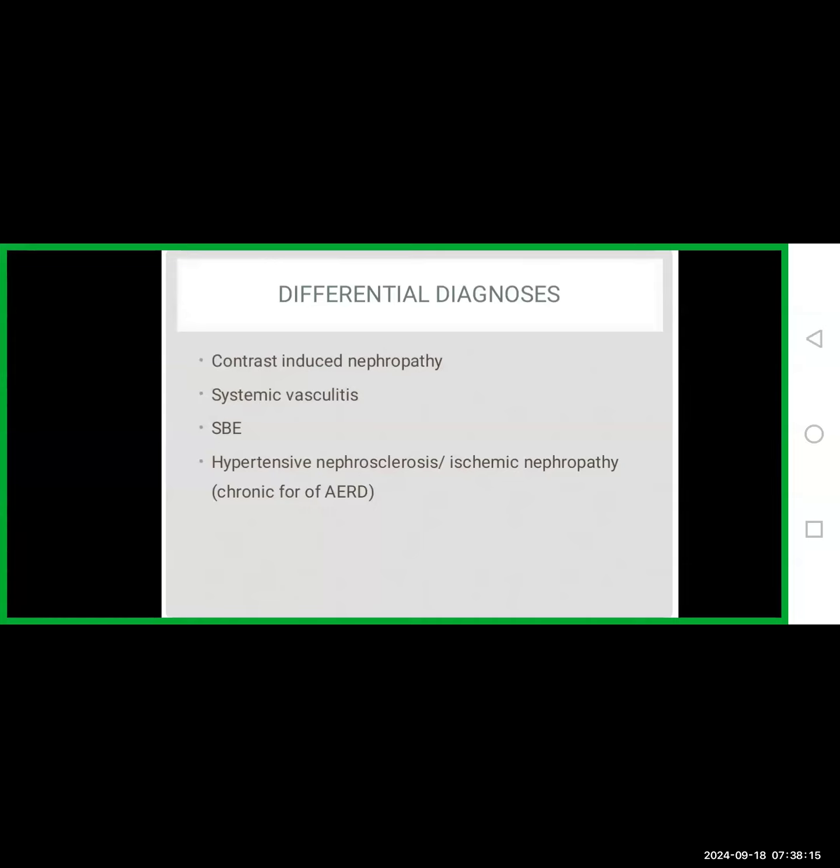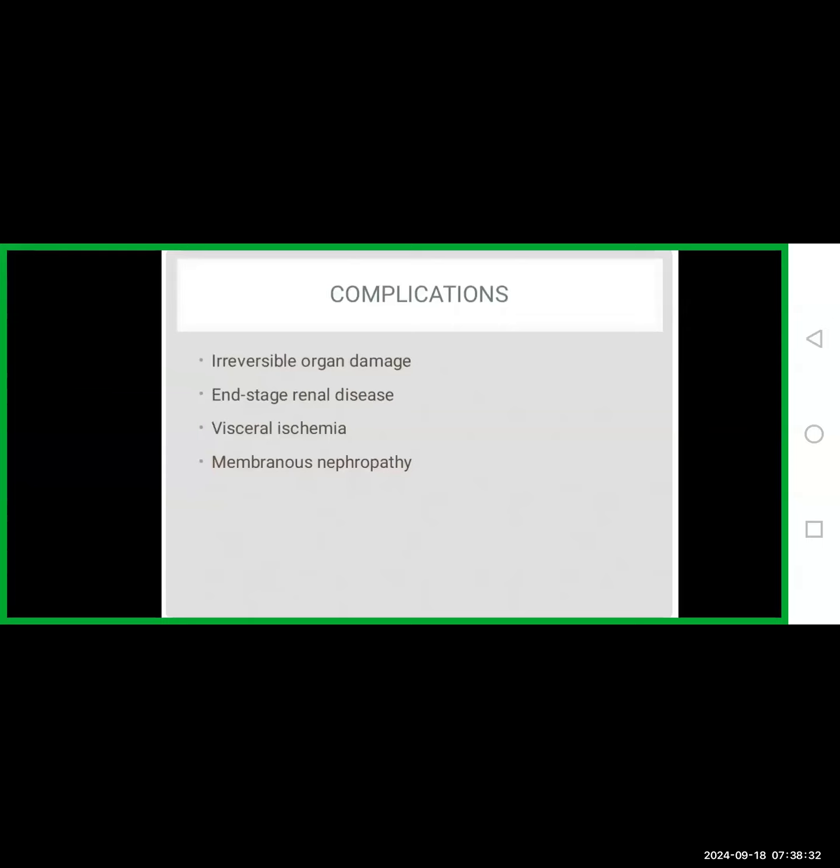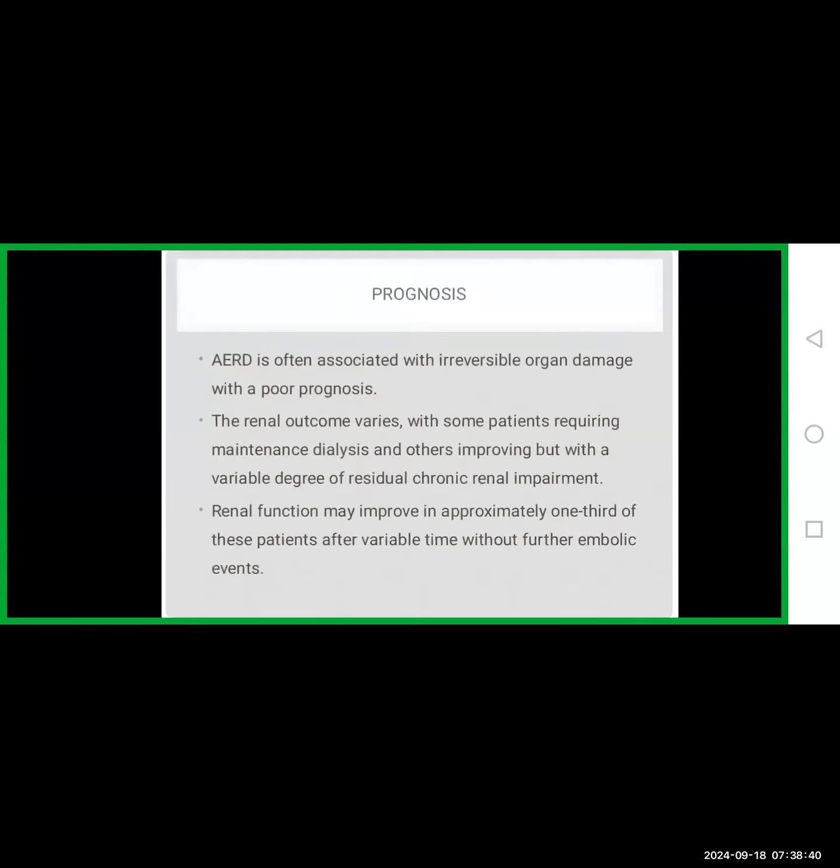So my differentials are contrast-induced nephropathy, systemic vasculitis, subacute bacterial endocarditis, and the chronic form of the condition actually mimics hypertensive nephrosclerosis or ischemic nephropathy. Complications are irreversible organ damage, end-stage renal disease, visceral ischemia, and membranous nephropathy.